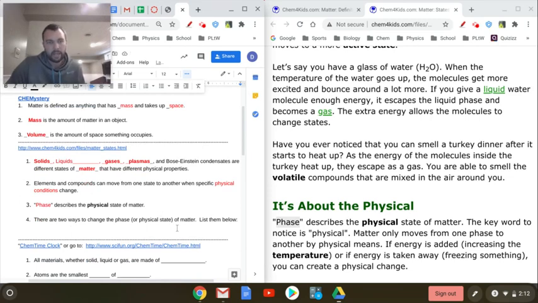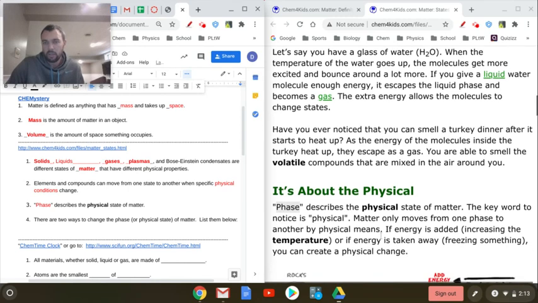All right, there are two ways to change the phase or physical state. Two ways. So now I got to list them below here. All right, matter only moves from one phase to another by physical means. If energy is added, increasing the temperature, or if energy is taken away, freezing something. Oh, so those are two ways there. All right, so adding energy or taking energy away.